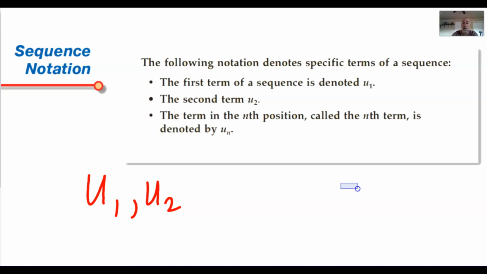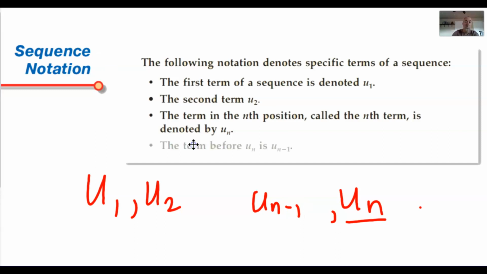So U sub n denotes the nth term. That's not necessarily the end of the term, especially if the sequence goes on forever. It's just the nth term. So if this is the nth term, then the one right before it would be U sub n minus 1. It's just the one right before it.